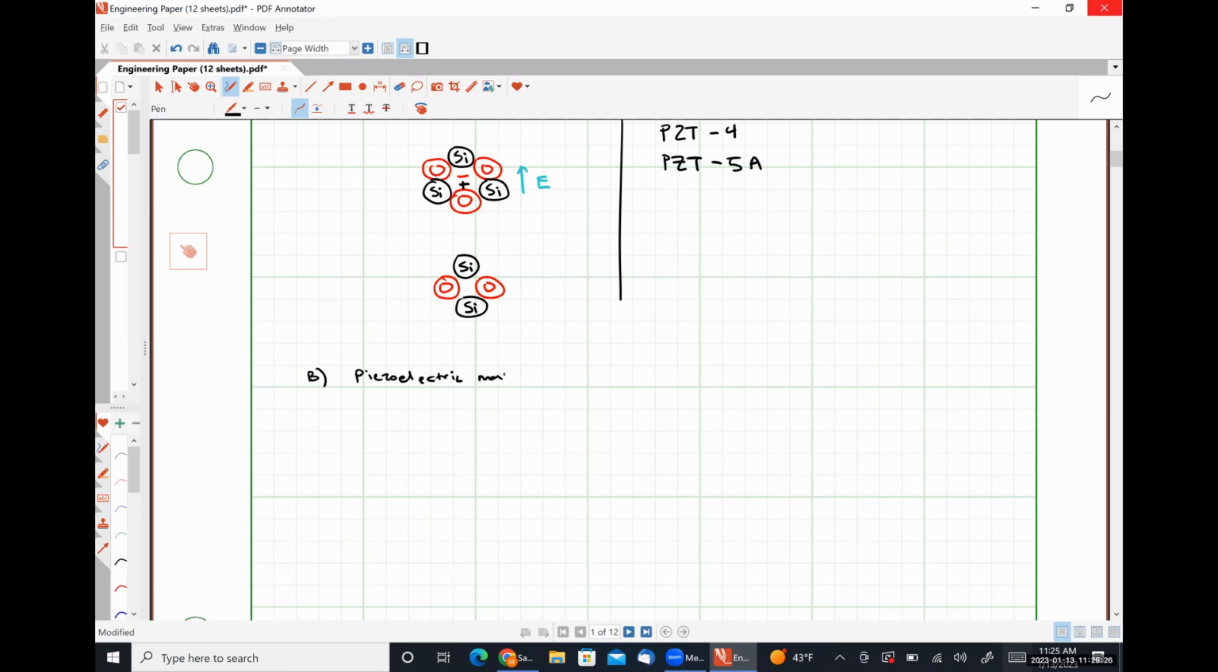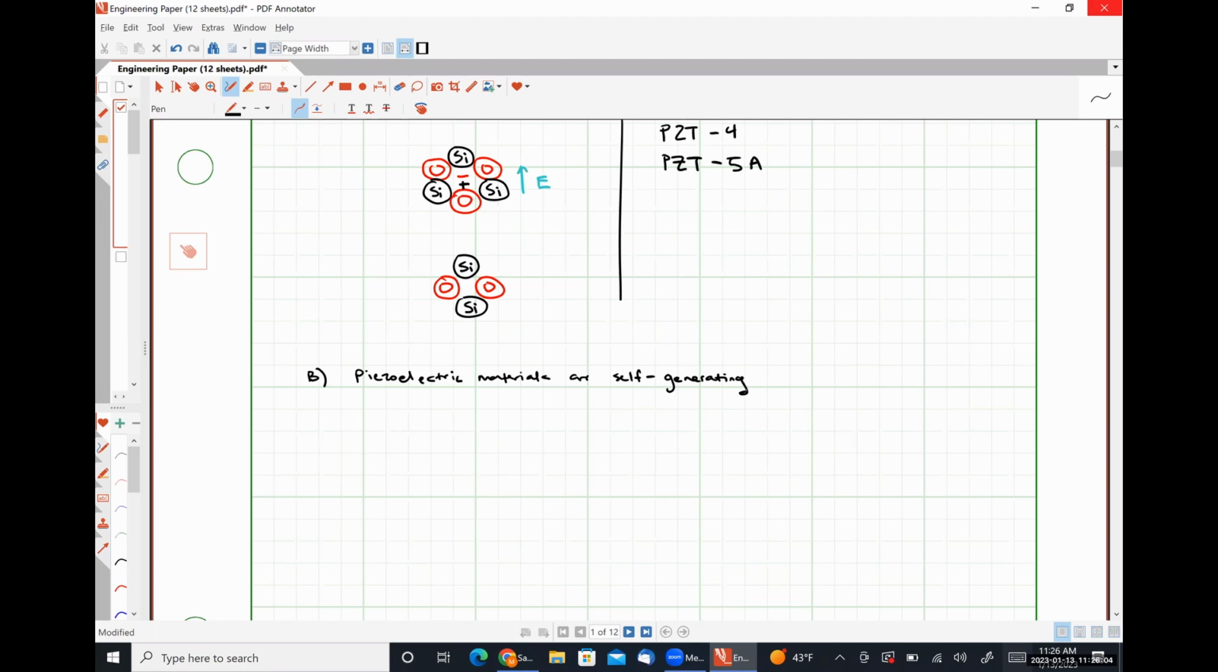So piezoelectric materials are self-generating. What I mean by that specifically is, in order for us to determine some change in piezoresistivity, we have to apply either a bias voltage or a bias current in order for us to measure it. We don't have to do the same thing for a piezoelectric material. It generates its own output signal.